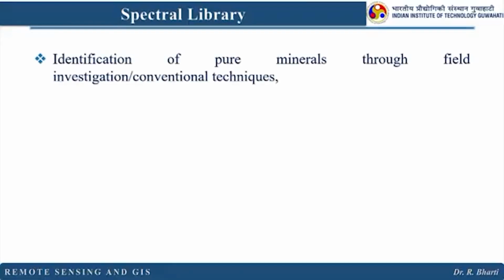In a spectral library, the identification of a pure mineral through field investigation or a conventional technique is the first step. Here you need to find a unique sample. Let us assume pure minerals like quartz, mica, feldspar, olivine. You need to make sure that they are 100% pure, right. Then you use the spectroradiometer, generate the spectral response of that mineral, and store it somewhere.